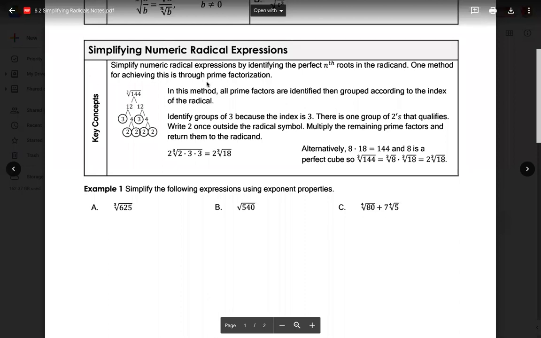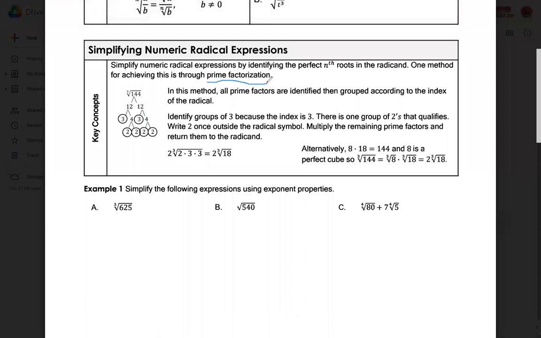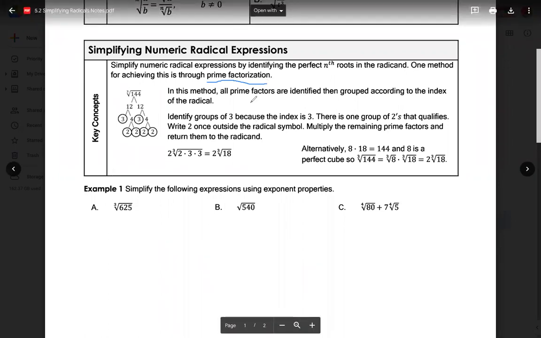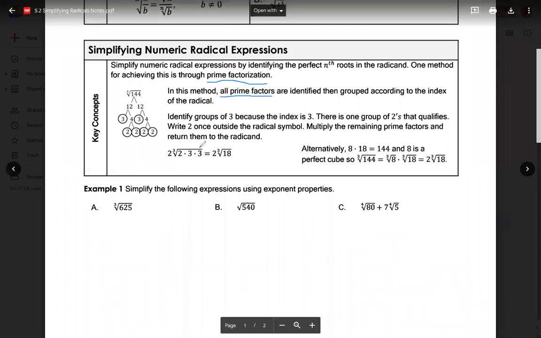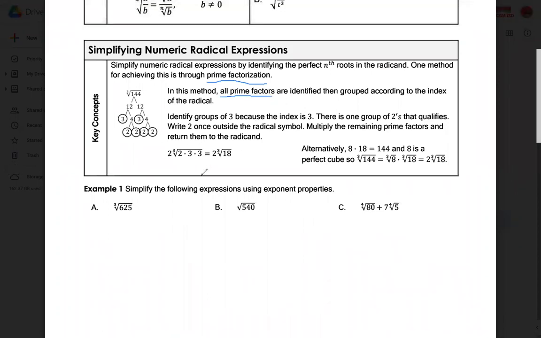calculator. And you'll be able to find the prime factorization calculator on your Google Classroom. There's a link there. All right. So what you're going to do is use this prime factorization, and then we're going to be able to break down these radicals into simpler terms.